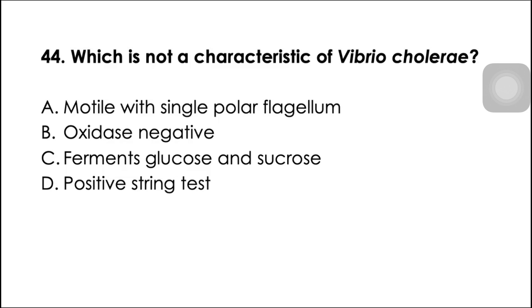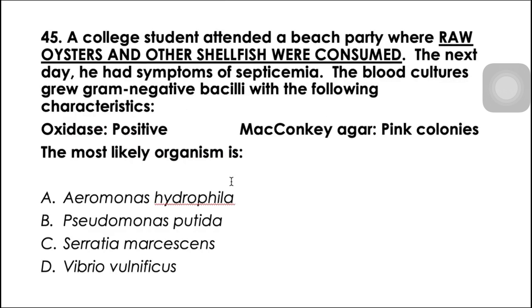So A is correct, D is correct, C is correct. The wrong one is B, because Vibrio cholerae are oxidase positive. They are oxidase positive, which is contrary to your Enterobacteriaceae, which are all oxidase negative, and that helps in differentiating Enterobacteriaceae from others, such as your Vibrio and Pseudomonas being oxidase positive. So again, which is not our characteristic, we have letter B, oxidase negative. It should be oxidase positive.